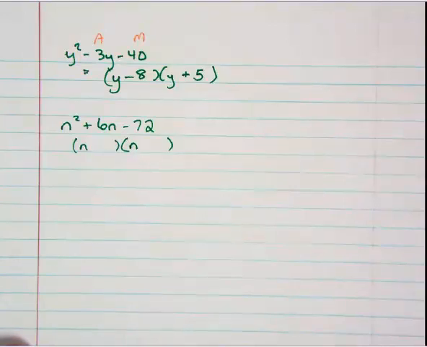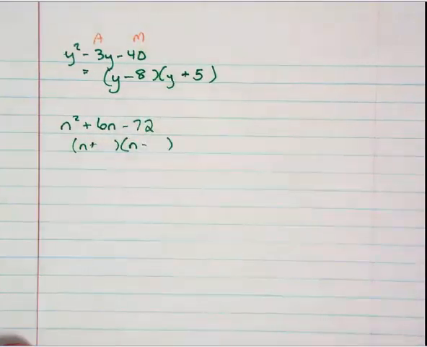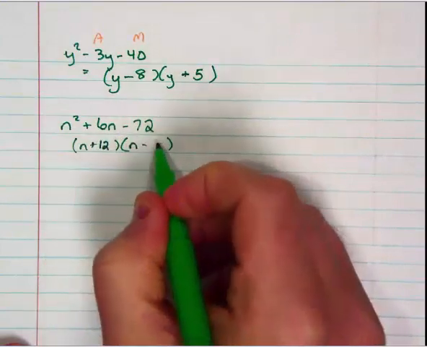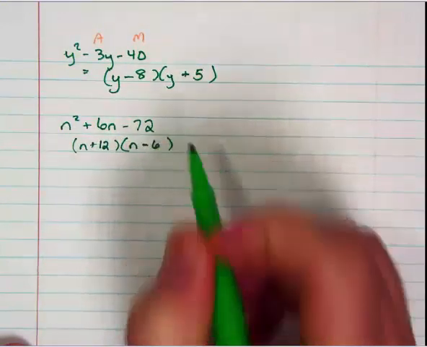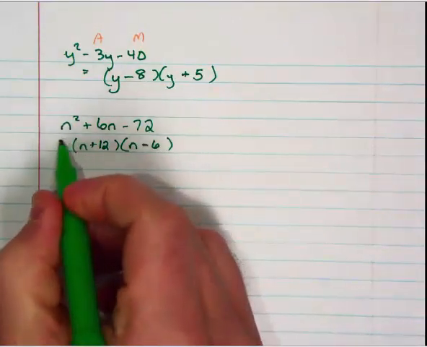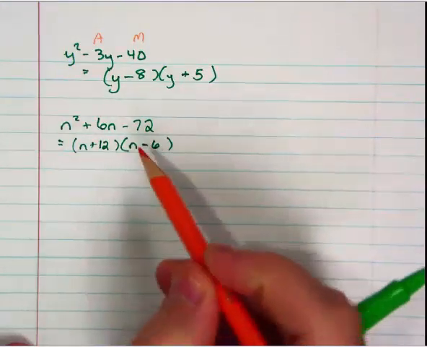I do know that 12 times 6 is 72. Knowing that that's a negative 72, I know that one of these is going to be positive and one's going to be negative. Since the 6 is positive, I think this is going to be positive 12 and negative 6. And just keep in mind, if I wanted to check it, these things are supposed to be equal, so I would just distribute this out and see if I get the right answer.